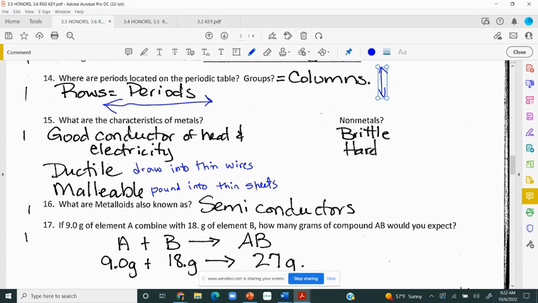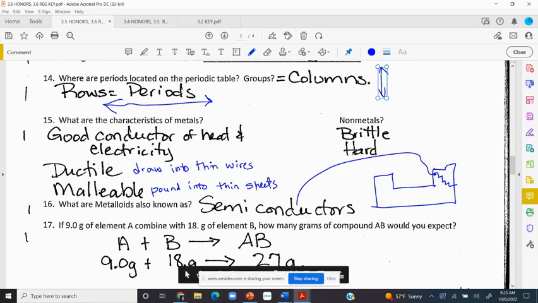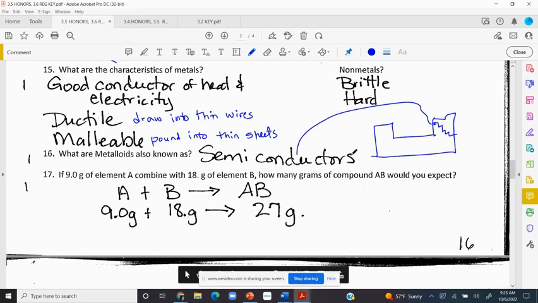Nonmetals then are brittle and hard. Metalloids are known as the semiconductors. And remember, on our periodic table, they are located by that stair step. So we have a stair step over here, which divides your metals and nonmetals. Your semiconductors then are found by that stair step. The next part here then, if we have 9 grams of A combining with 18 grams of B, how many grams of AB would we expect? We just have to add those together to get our whole.